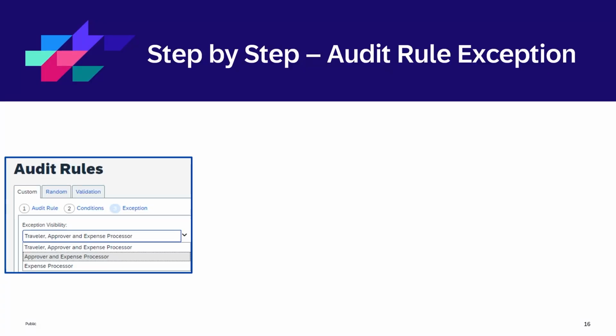So once you have those audit rules conditioned for the right situations, the last step to complete are the exceptions. And you can define which users see those generated exceptions or see those flags in the exception visibility field. There are options, combinations of 3 options basically.